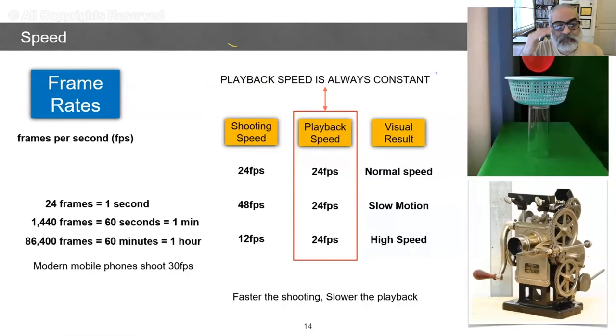Now remember this, the playback rate is constant. It cannot change. It is fixed. You cannot play back at a different rate than 24. Technically you can, but I'm not going to get into that. That is a little more advanced subject. Newer technology has come in where we can vary all that, but let's keep that aside. For the time being, understand this, that this is a rule. You cannot play back at anything but 24 frames per second.